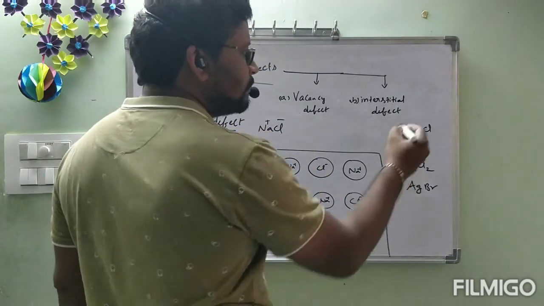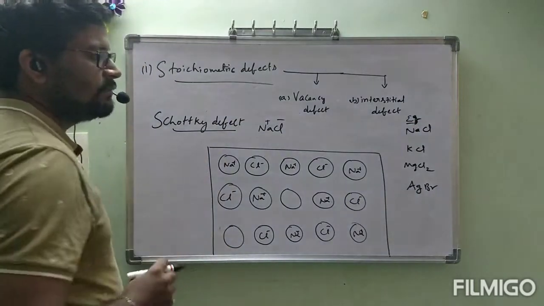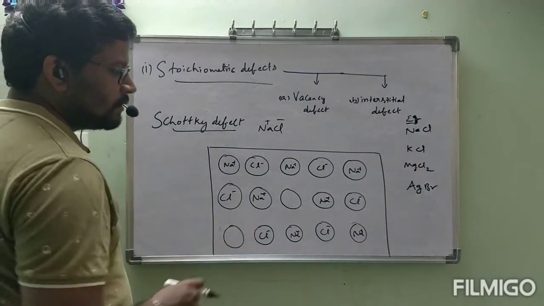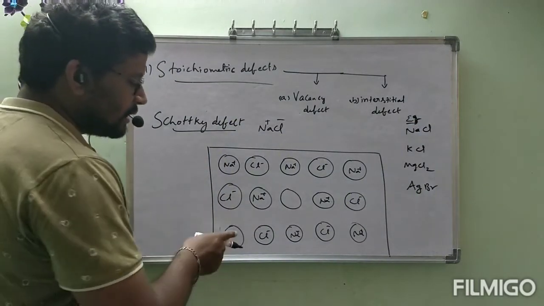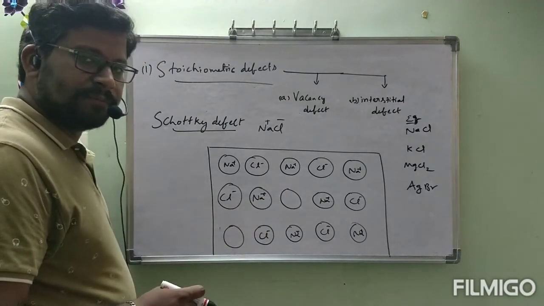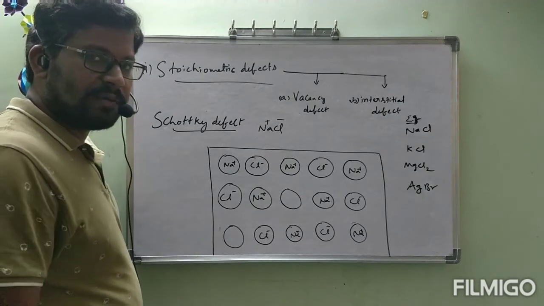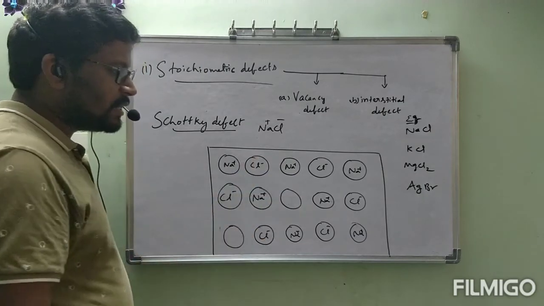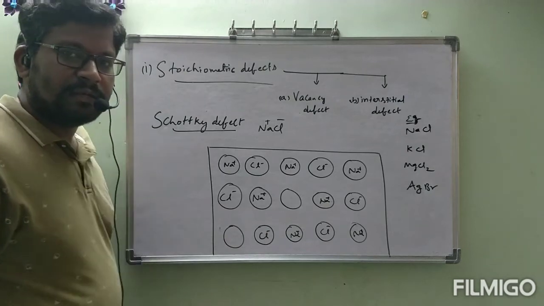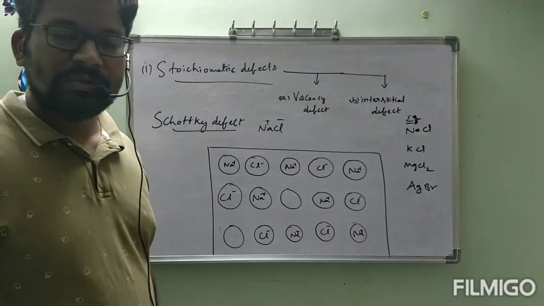In this type of compounds, we can observe Schottky defect. What is meant by Schottky defect? The number of cations missed is equal to the number of anions missed. Then the formula is maintained the same. No change in formula, because previously 100 were there, now 99, and the 1:1 ratio we will still get. So no change in formula.